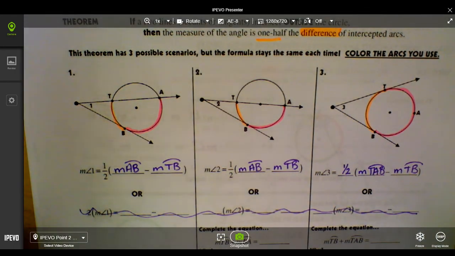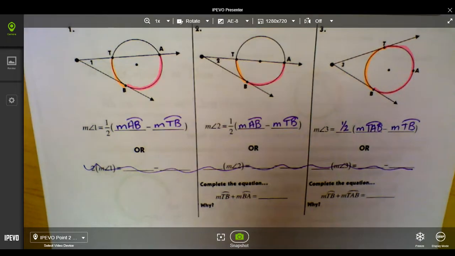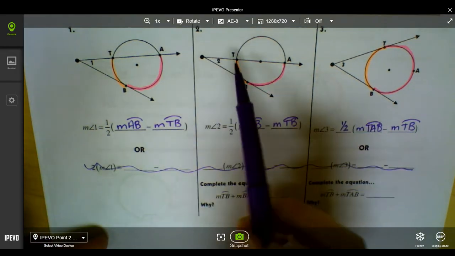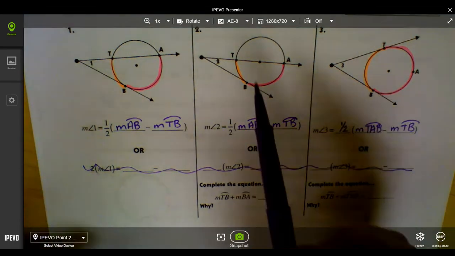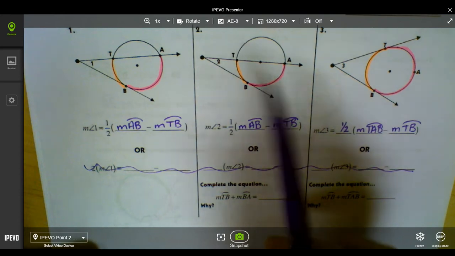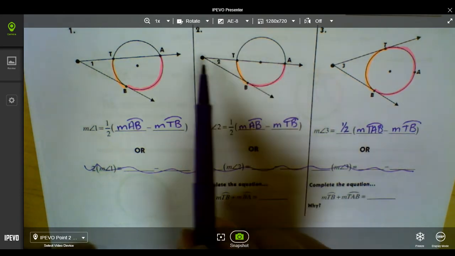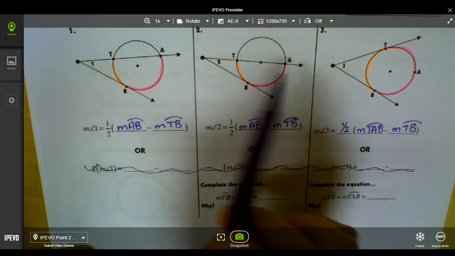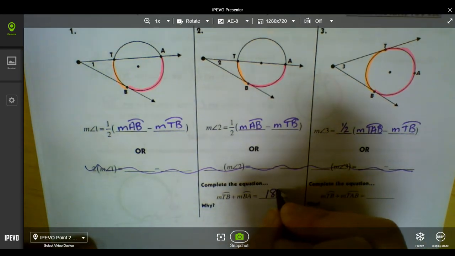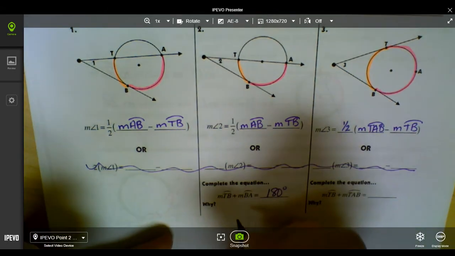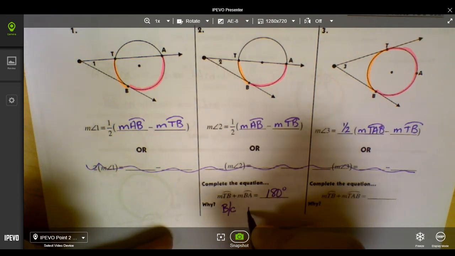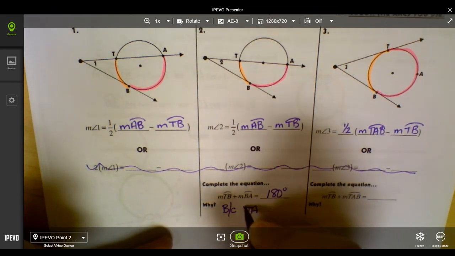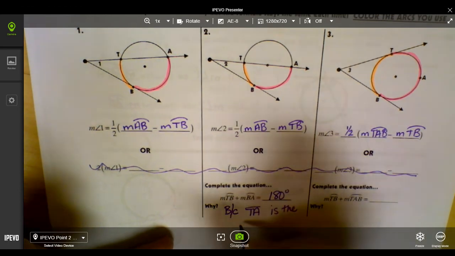All right, so one of the things that we're going to be getting to over here is, notice down here, it says complete the equation. If I take the measure of arc TB plus the measure of arc TA, what are they going to equal? How many degrees did I just highlight down here? Notice that this secant line is going through the diameter, which is cutting the circle in half. So this is actually half the circle, which is 180 degrees. Why? Because segment TA is the diameter.